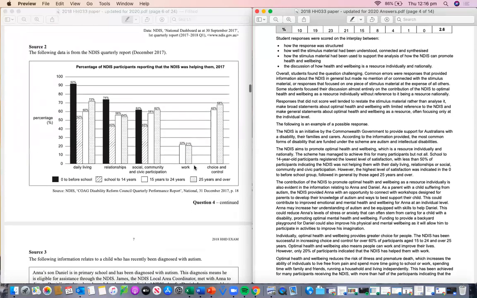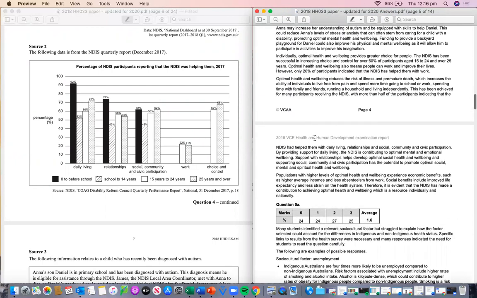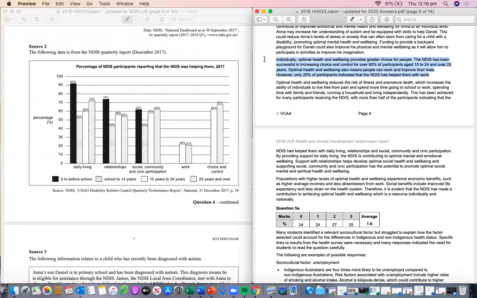Looking at the second mark, again, because we're looking at types of percentage of data being used. So data is being used in this section here, the question, the response. And then we're looking at data being used in this section here, at an individual level. So what you have here is 0 to before school, school to 12, 12 to 14 years, 15 to 24 years, and 25 years and older.